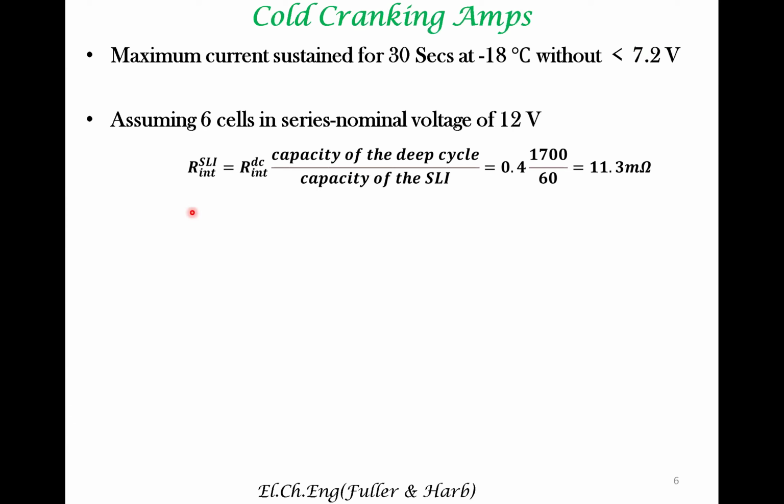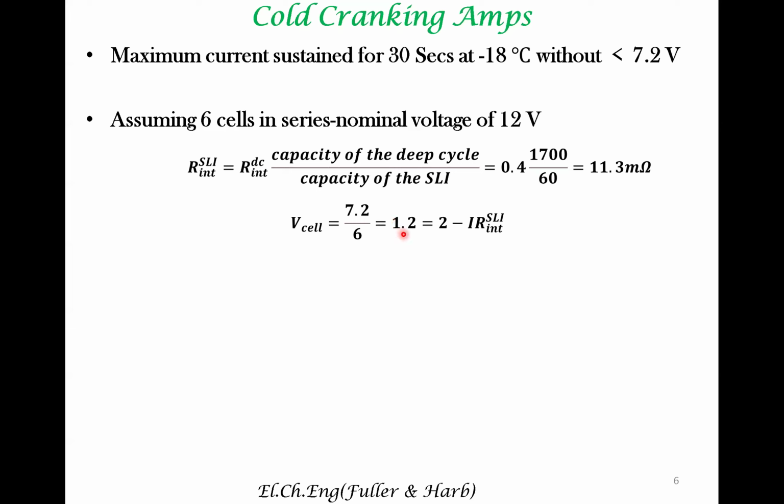So we already know the resistance. We have computed from an approximate computation provided in the previous slide, which is 11.3 milliohms. And if the overall battery voltage cannot be less than 7.2, from each cell, that is 7.2 divided by 6, is 1.2. The voltage from a particular cell cannot be less than 1.2.